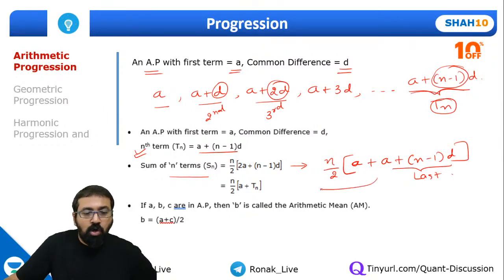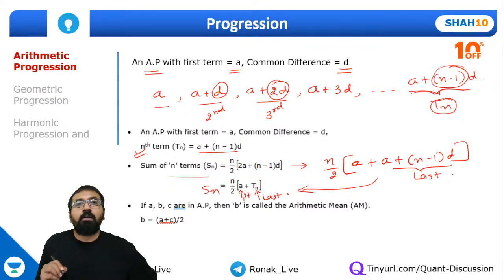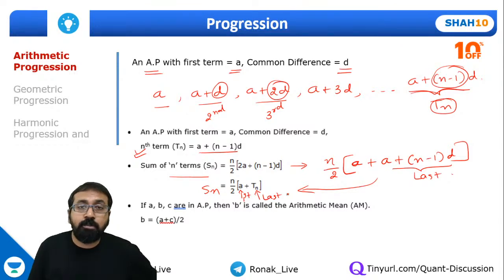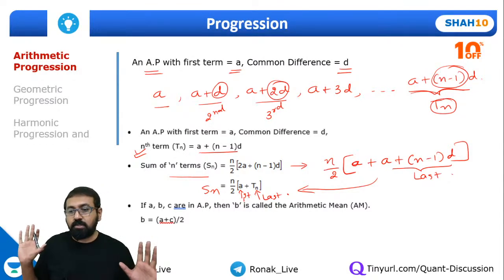So that's how we got this formula. Sum of n terms is also n by 2 in the bracket, first term plus last term. This is called the first term and this is called the last term. So this is another formula to find the sum of n terms.